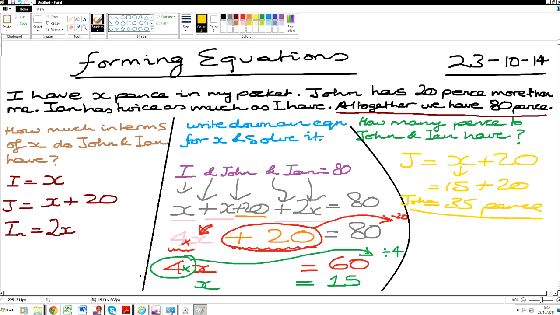Done. And what's the other person? Ian. Let's go for Ian. So now Ian, what did he have? 2x. Double of x. What is the value of x? 15. So 2 times 15 is 30 pence. Okay, that's all that question done.